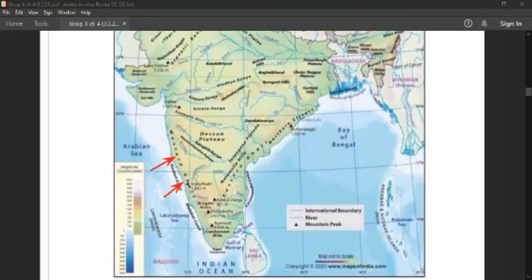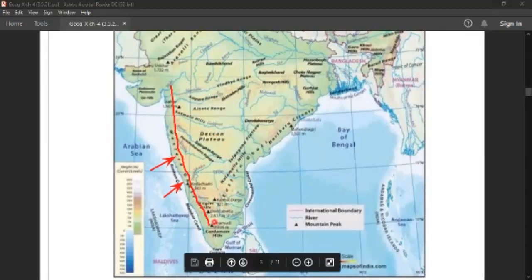So here it is, the Western Ghats. The southwest monsoon winds from the Arabian Sea strike these mountains and cause rainfall in the western coastal plains on the windward slope, whereas the parts of eastern Maharashtra, Karnataka, Telangana, Andhra Pradesh, and Tamil Nadu lie in the rain shadow region because they are lying on the leeward slope of Western Ghats. Hence, they remain dry.